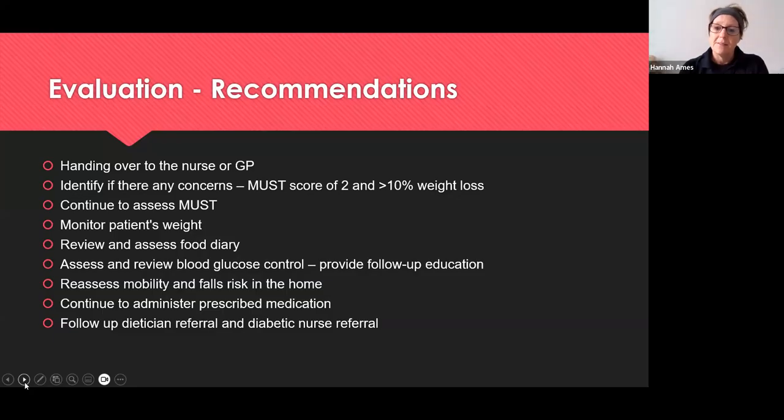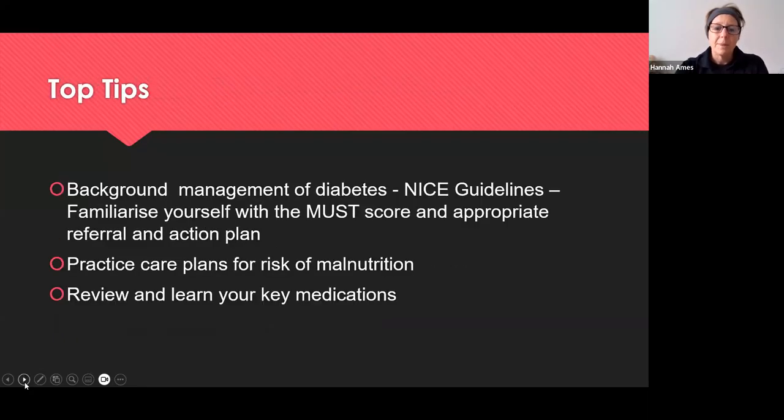If we're worried about mobility and risk of falls, we'd want them to follow up with assessment of mobility as well. Continue to administer any prescribed medications. And if we've made some referrals, for example, to the dietitian, diabetic nurse or physio, we'd want to follow those up as well.